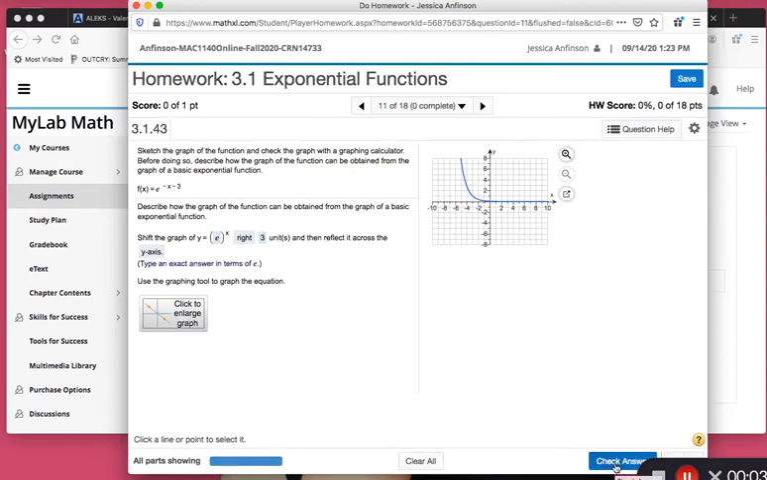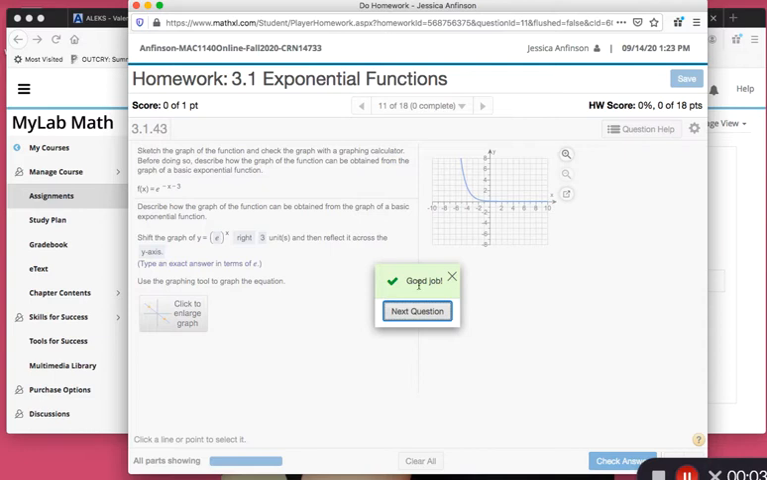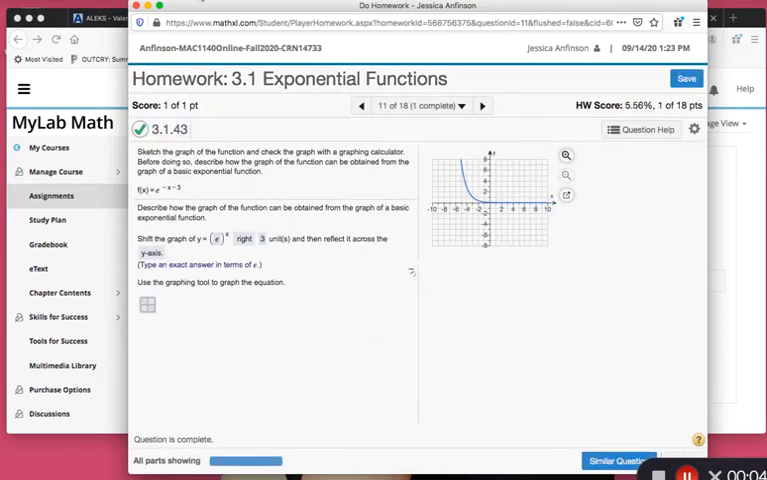And if I've made no mistakes, it should give me a nice indicator like good job. Okay, so that's an example of graphing an exponential function with transformations in MyMathLab. Let's head over to a logarithmic one.